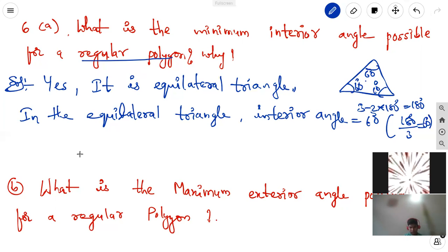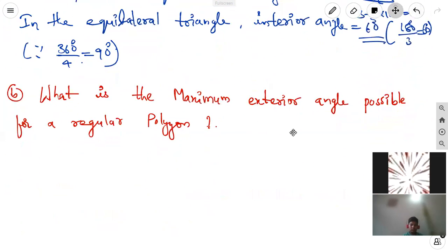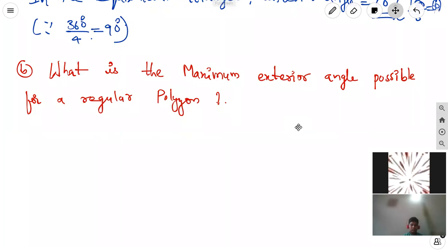If we take the regular quadrilateral, the sum is 360 degrees. If the 360 degrees is divided by 4, then it should be 90 degrees. This is more than 60. So the polygon with the minimum sides has the minimum interior angle. The second case, what is the maximum exterior angle possible for a regular polygon? Yes, it is also the equilateral triangle.